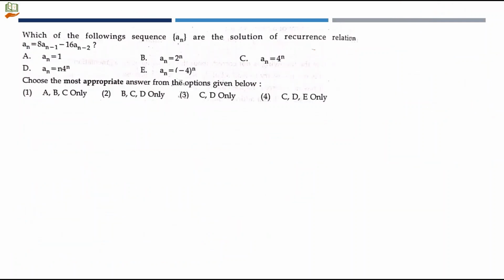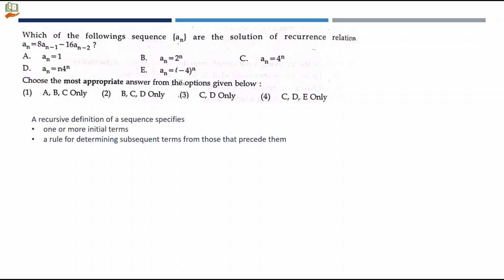Next question, which of the following sequences are the solution of a recurrence relation? A recursive definition of a sequence specifies one or more initial terms and a rule for determining subsequent terms from those that precede them. Let's take the Fibonacci series. It is 0, 1, 1, then 2, then 3, then 5. We will usually say F0 is equal to 0 and F1 is equal to 1. F2 will be F0 plus F1. F3 will be F1 plus F2.